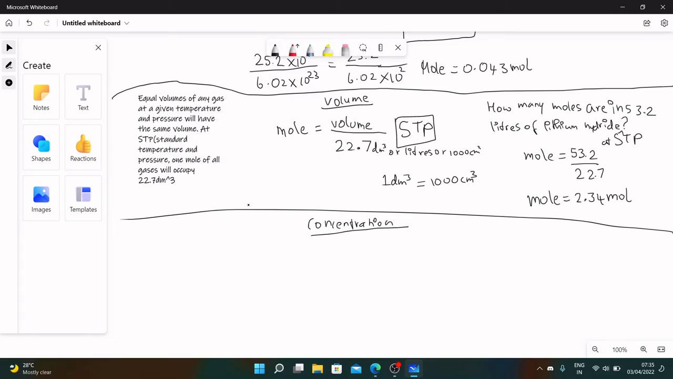Amount of solute over here is measured in moles. Our volume of solution is measured in dm³. So our concentration equals amount of solute divided by volume of solution. This is our formula.